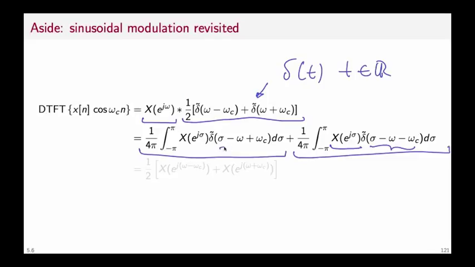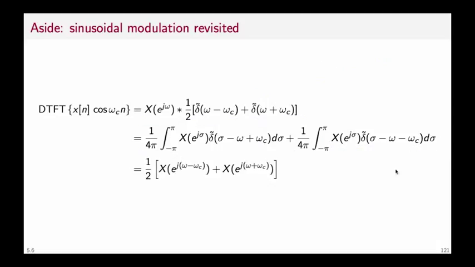So in the first case, the delta will kick in for sigma equal to omega minus omega c, and in the second term, it will kick in for sigma equal to omega plus omega c. And so in the end, the final result is the well-known modulated signal: 1/2 the Fourier transform of the signal centered in omega c, plus 1/2 the Fourier transform of the signal centered in minus omega c. So this is another way to arrive at the sinusoidal modulation result.